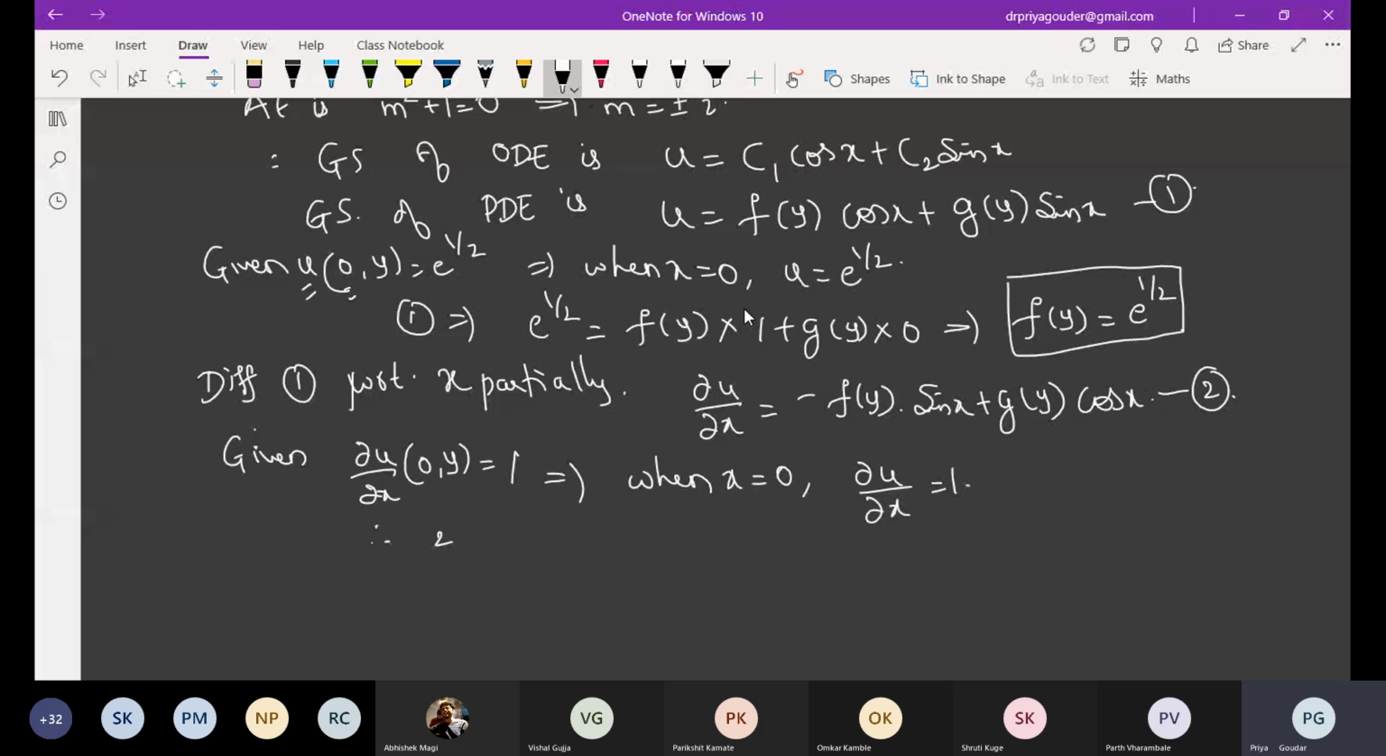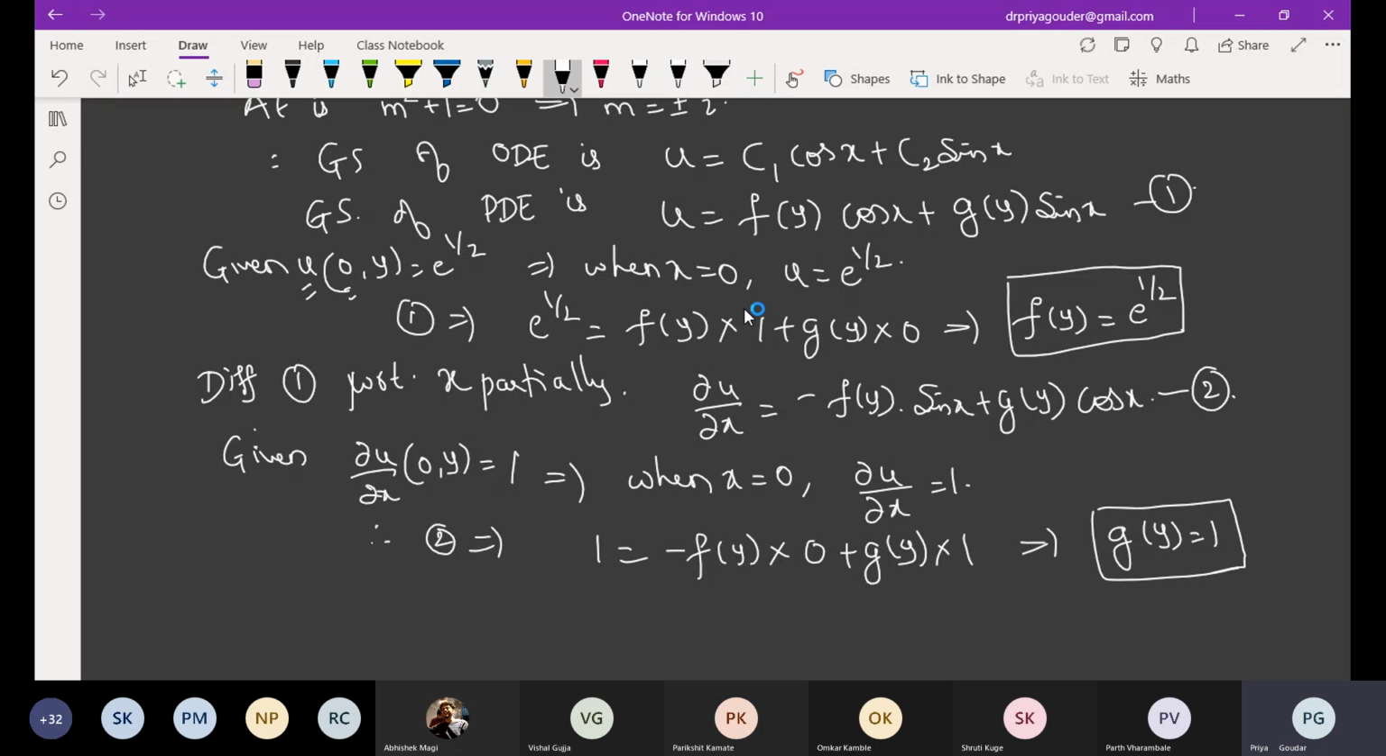Therefore, equation 2 becomes 1 equal to minus f of y into sin 0, which is 0, plus g of y into cos 0, which is 1. What is the value remaining? g of y equals 1. Very good. What is the last step? Substitute f and g in equation 1.